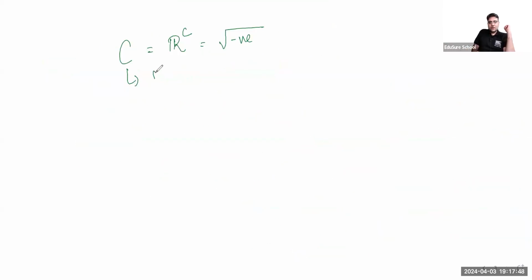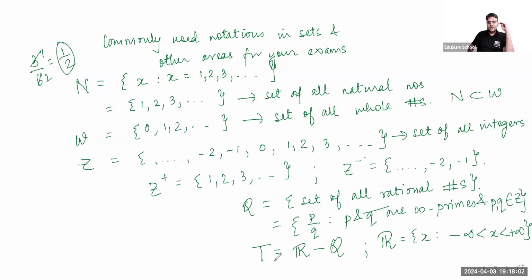C is the set of all complex numbers. Since T is the set of all irrational numbers, an example of an irrational number is root 2, root 3.